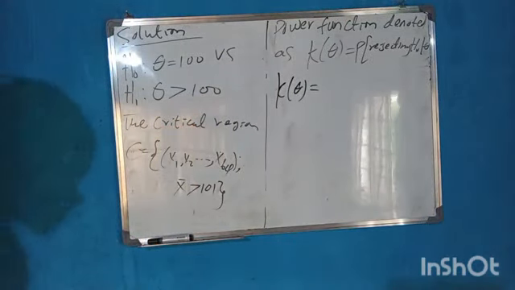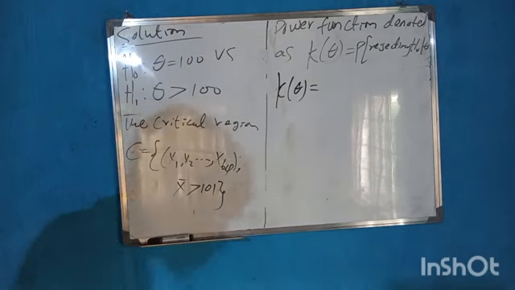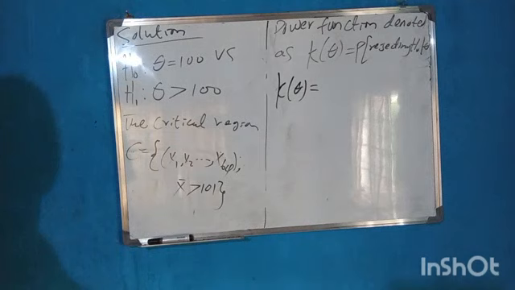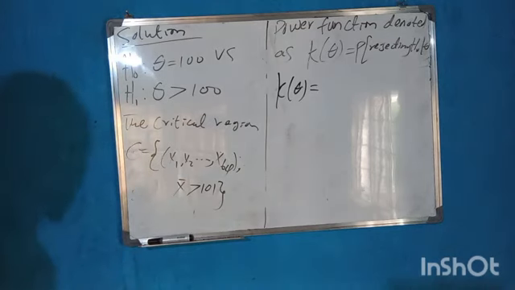Hello guys, today we'll be solving a practical example on how to obtain the power function and the size of the critical region, which is also known as the significance level of the test. Now we begin with what?